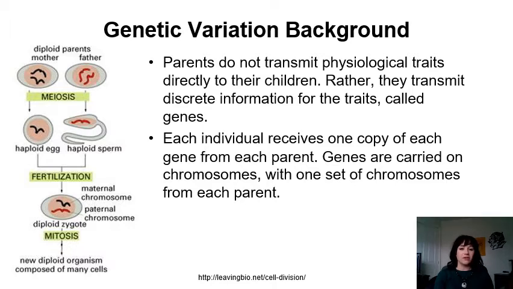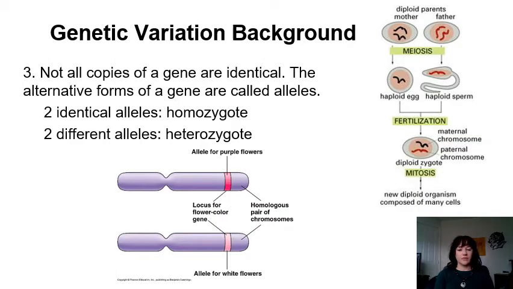And so now there's directions for creating a person all in there, and there is a set of directions from both parents. So not all copies of a gene are identical. Say for eye color, I get one copy of the gene from dad, one copy from mom. They might not be the same.